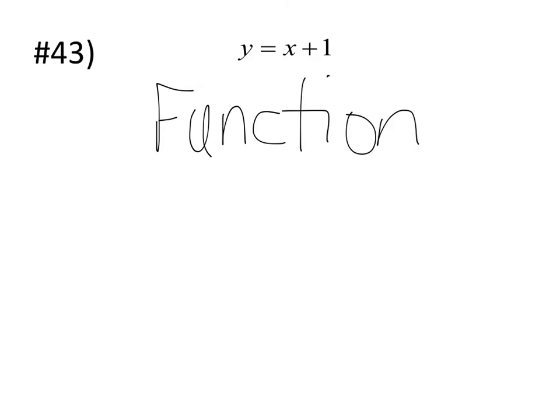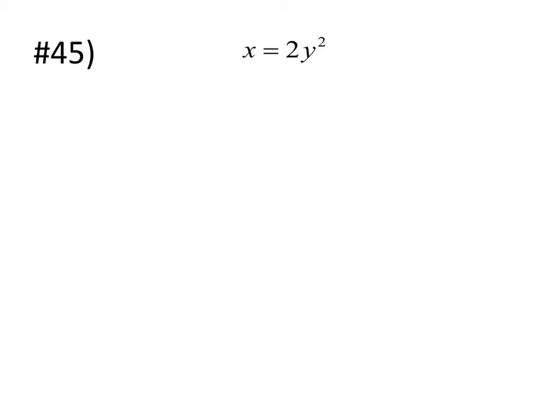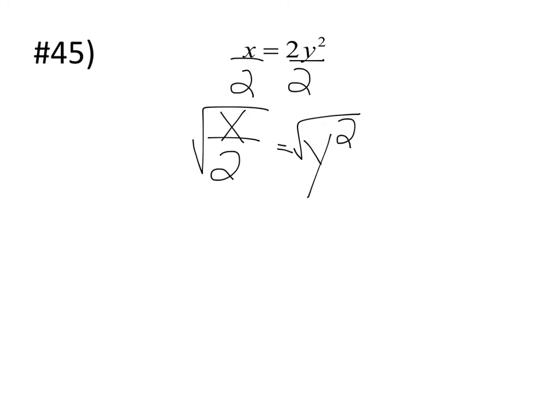For instance, if I plug in 2 for x, then I get y equals 2 plus 1. So y equals 3. I only get one y. So then you know it is a function. But here, if I solve for y, I'm going to divide both sides by 2. So I get x over 2 is equal to y squared. Then I have to square root both sides, but if I take the square root, I have to do plus or minus in front. So I end up with y equals plus or minus the square root of x over 2.